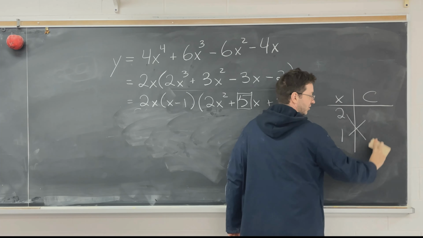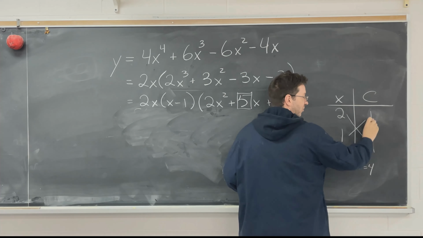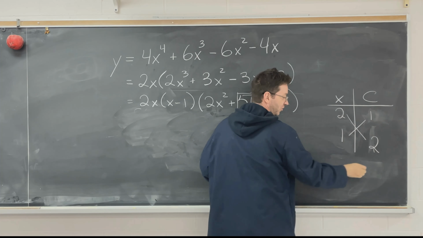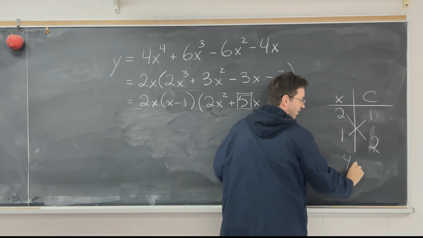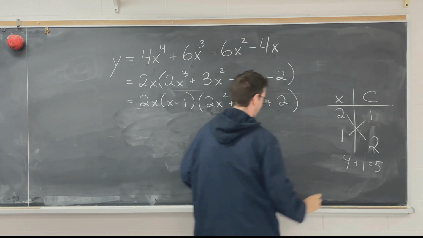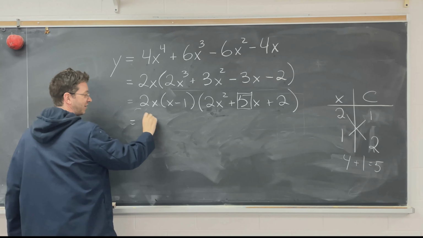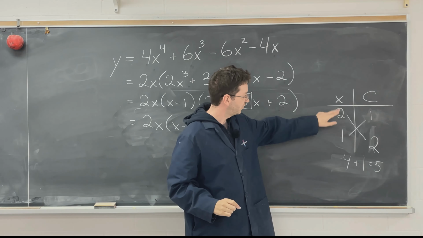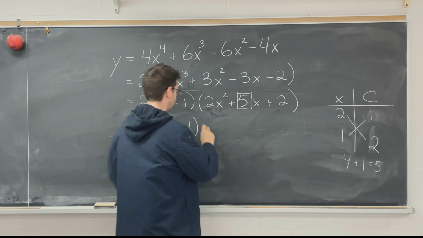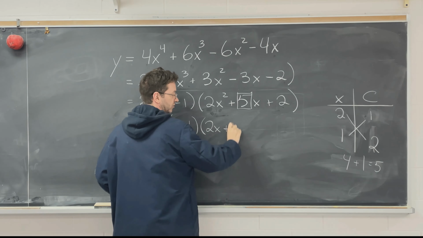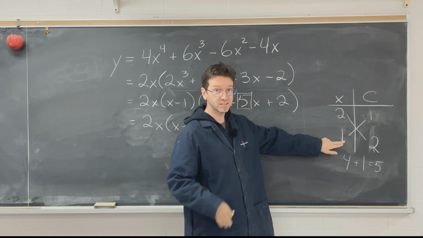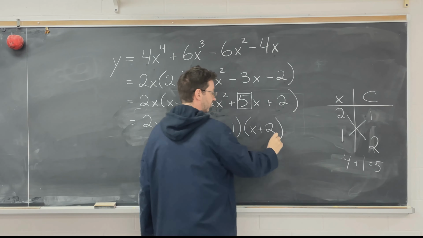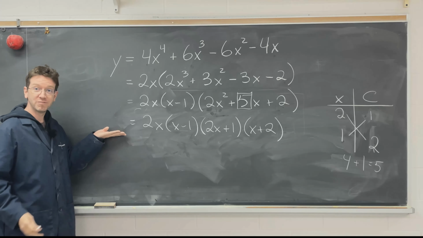So let's try switching these up, and we'll put a 1 and a 2 here. So now we get 2 times 2, which is 4, and 1 times 1, which is 1, so that's 5. So this is going to break down further into 2x plus 1 and 1x, or just x, plus 2. There you go. We factored that.